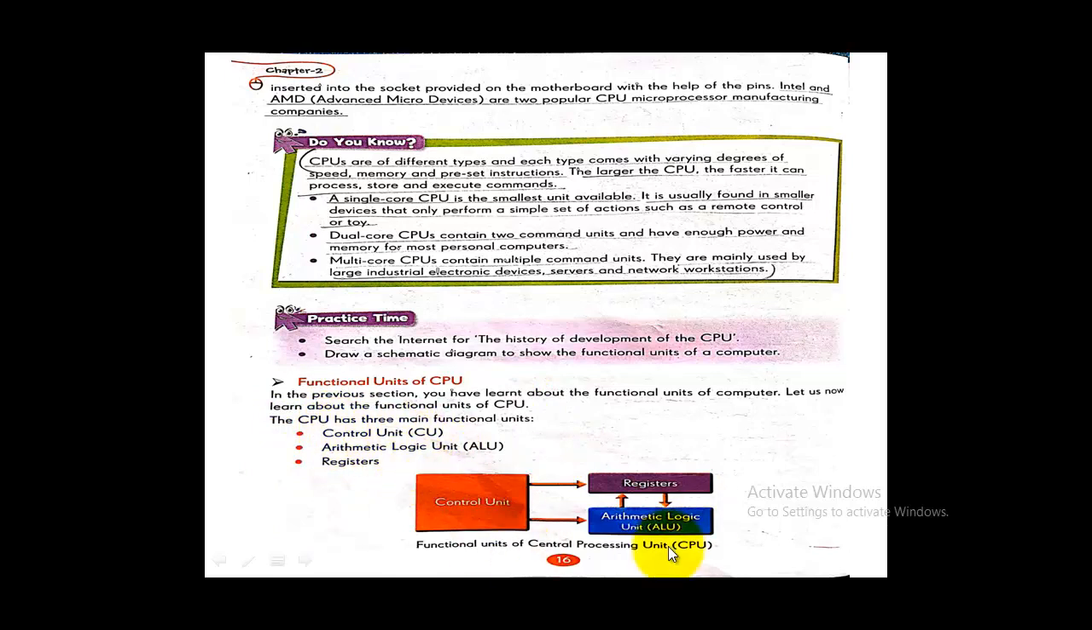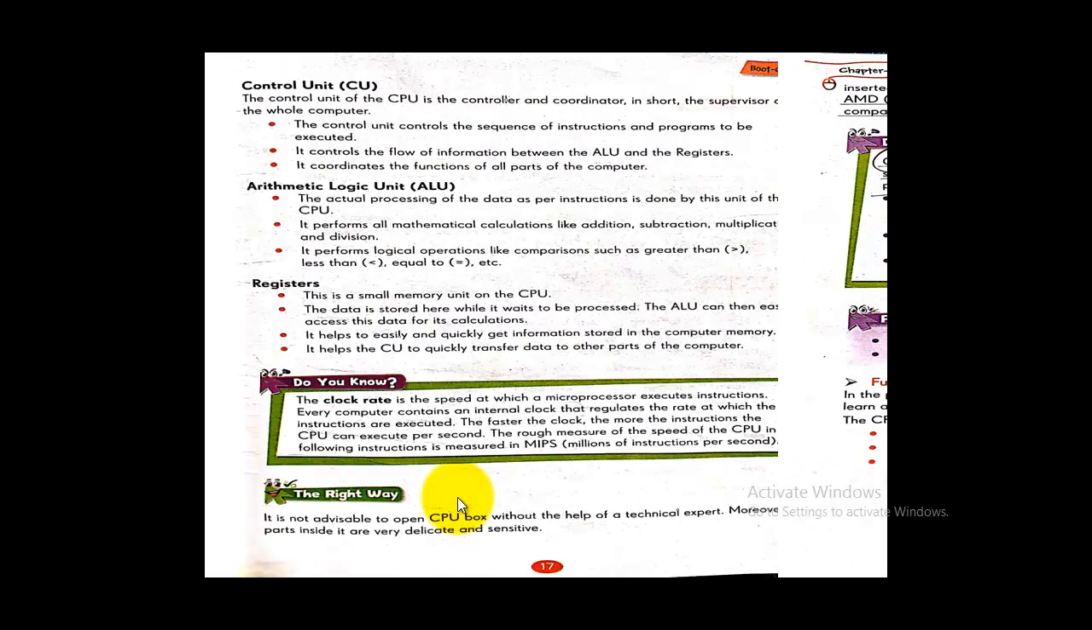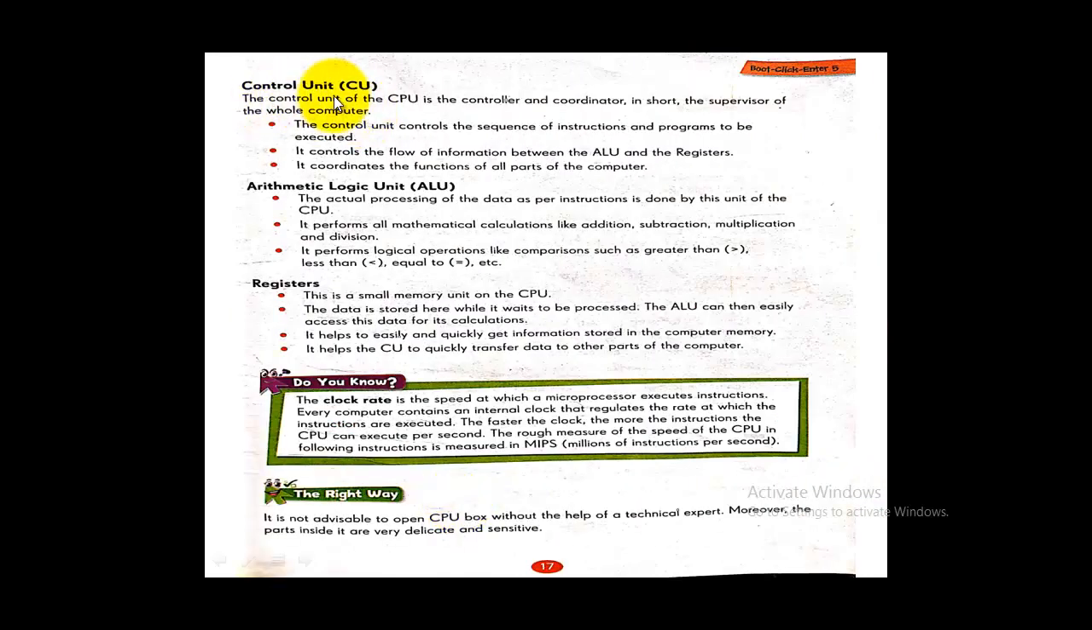Okay, it is shown in the flowchart in a diagram like this. Functional units of central processing unit CPU. The control unit will go to register, and the arithmetic unit will perform it, and it will go to the register again. Okay, it is all controlled by this control unit. Now let's see those functional units one by one.